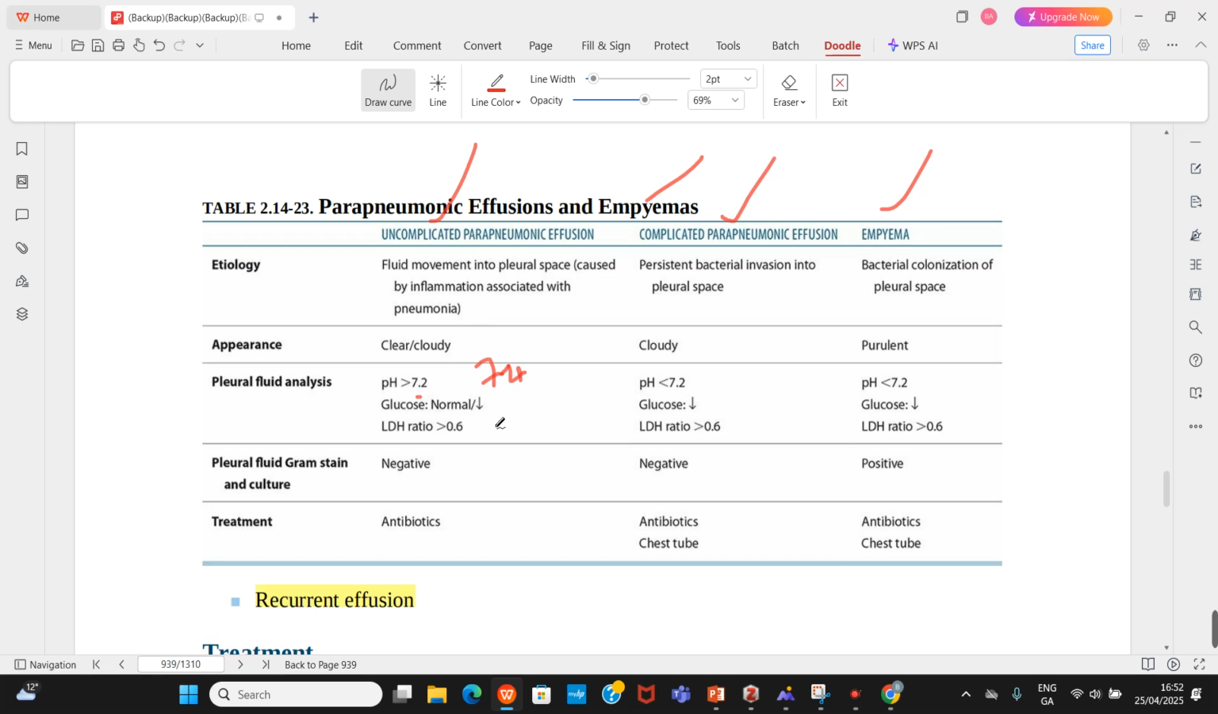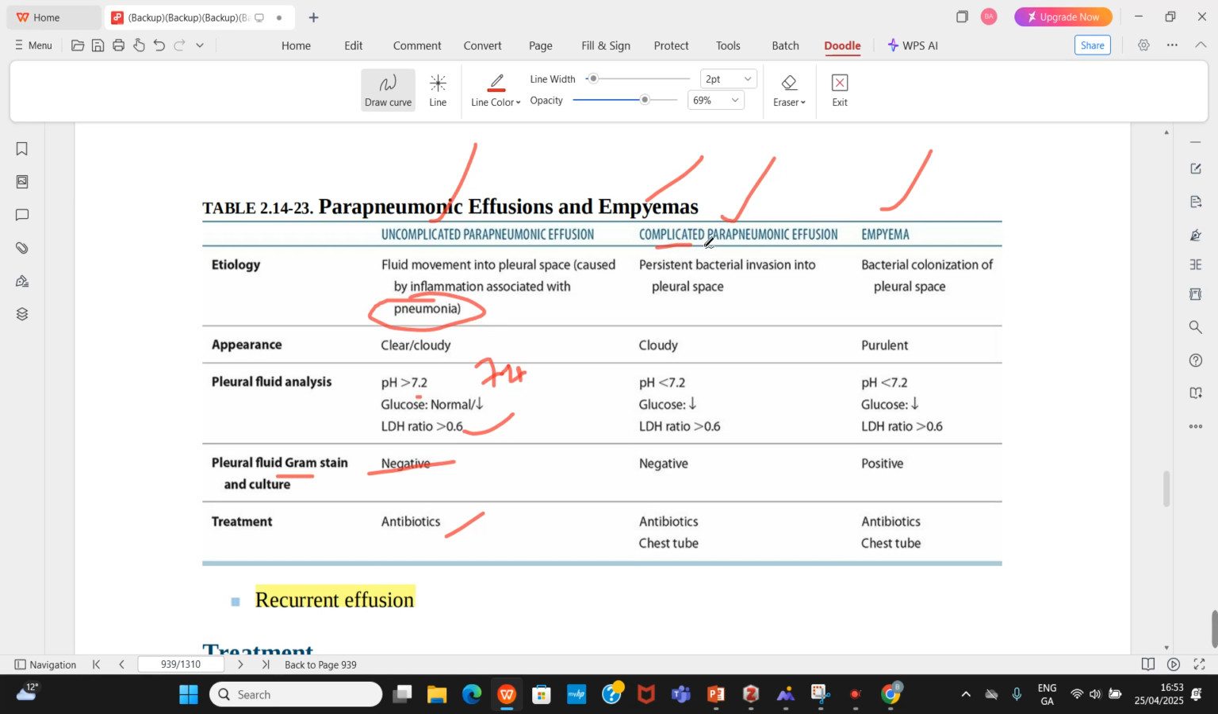Glucose is going to be reduced or normal. LDH is just following normal Light's criteria. If you now do a pleural fluid gram stain and culture, it will be negative because there's no bacteria there. Just give antibiotics to treat the pneumonia. That's all.